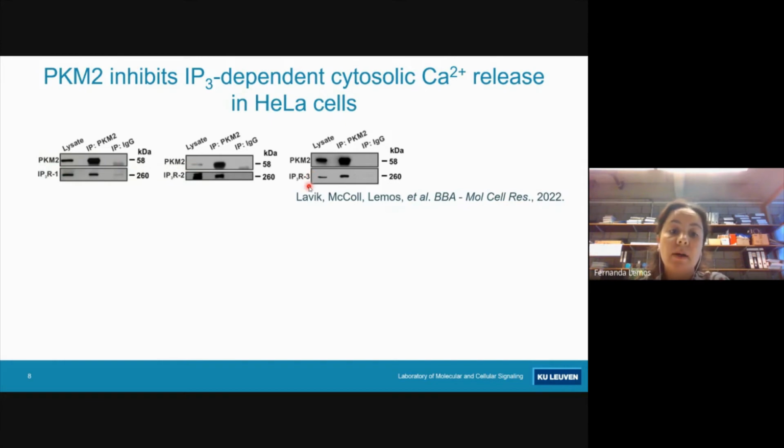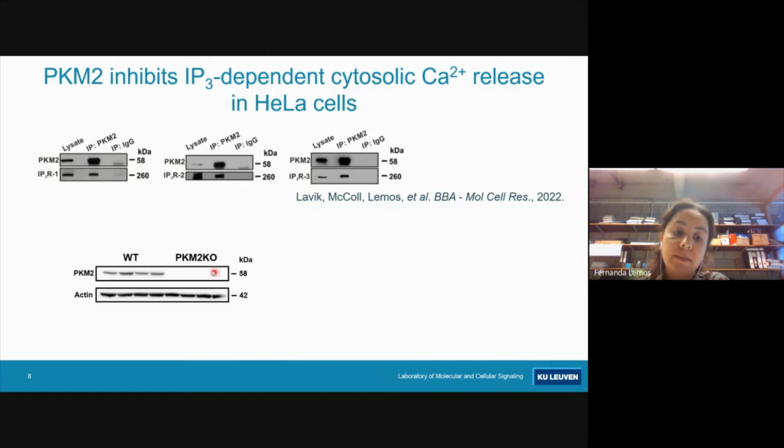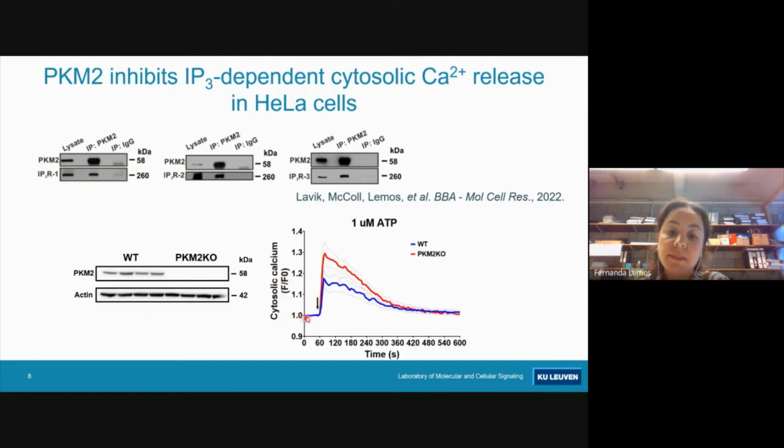Using the CRISPR-Cas9 technique, we successfully knocked out PKM2 in these HeLa cells. And we confirmed our previous results, where we showed that the presence of PKM2 statistically decreased the calcium signaling compared to its absence. So PKM2 definitely has some effect on IP3 receptor activity.